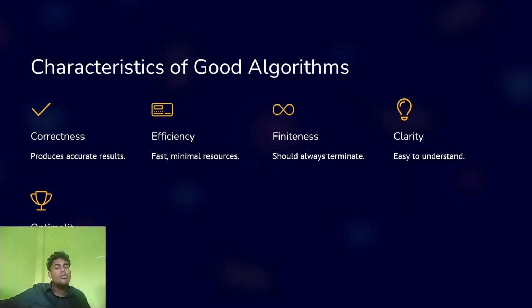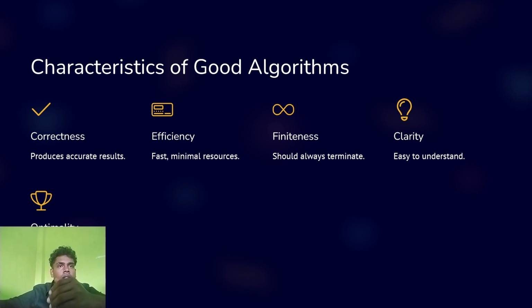Okay, then we will see what makes a good algorithm. That means the characteristics of algorithms. A good algorithm should be correct, efficient, finite, and also clear and optimal. What are these? Correct means it gives the right result. An algorithm should always give the right result for the customer's problem. And what is efficient? Efficient means it uses less time and money. It is efficient for the customer.